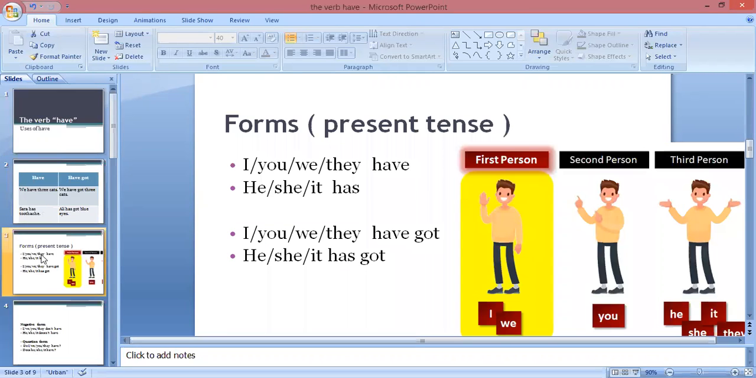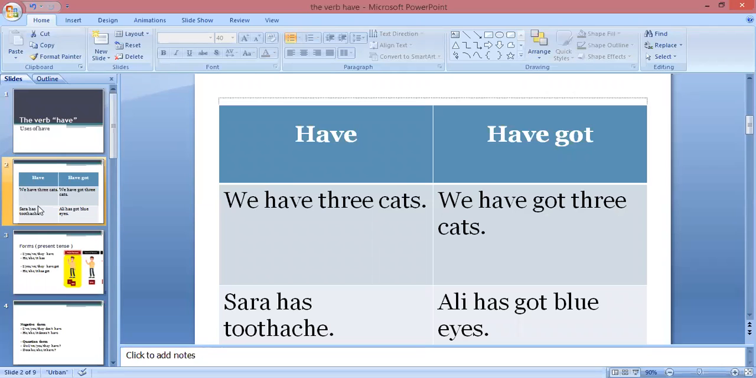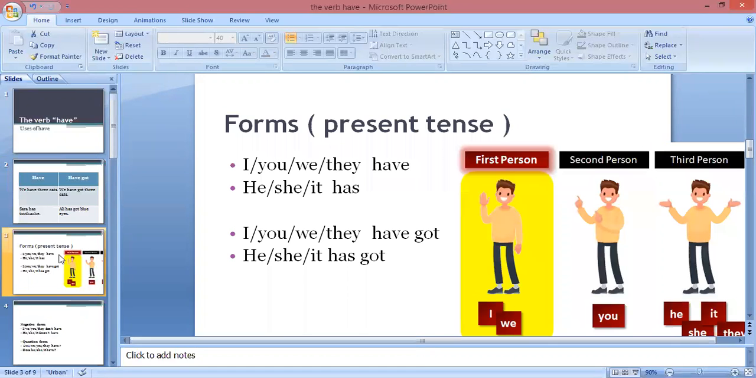Now, there are the forms: with I, you, we, they, we will put have, or with he, she, it, we will put has. In the above examples, you can see with Sarah and Ali, I used has. And with we, I put have. So why do we use have and has?